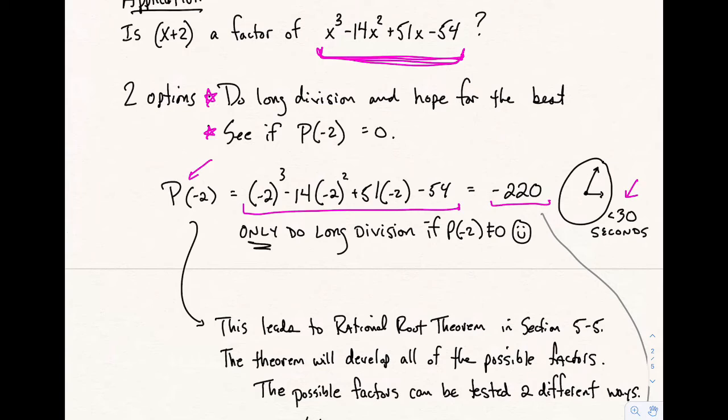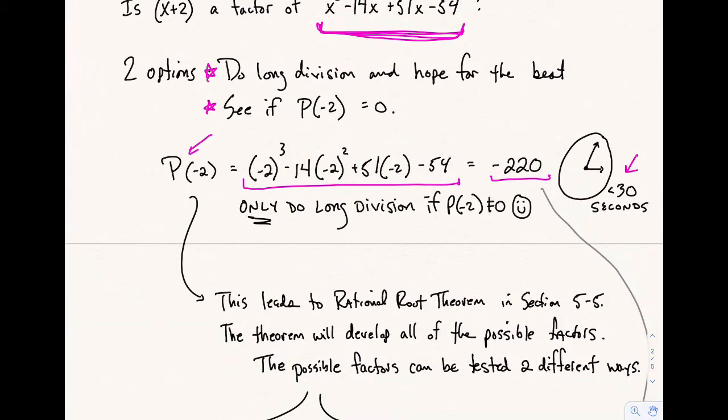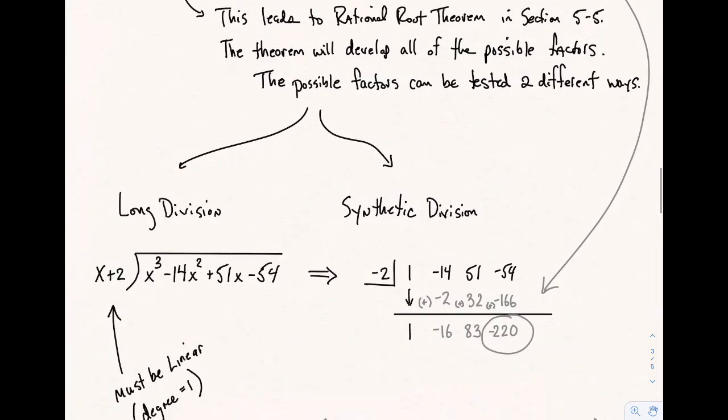And what that tells me is that x plus 2 is not a factor, at least not a factor that goes in without a remainder. It is not a factor of the original polynomial. And then I can just stop, because I really only would continue doing long division if it was a factor. This one's not, so I would stop. One more time, this does lead to the rational root theorem, right? There's got to be a faster way to do this.